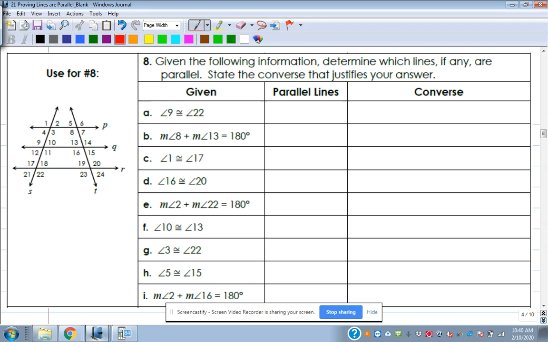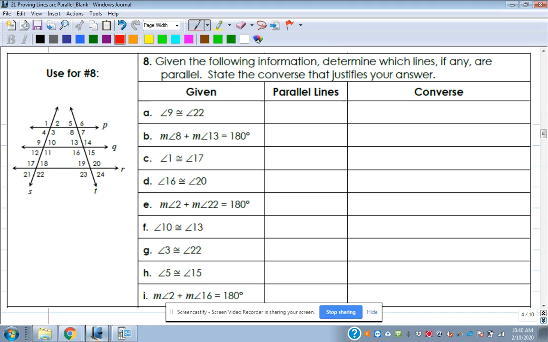Example 8. We got a much more complicated picture. 24 angles to deal with. A lot of transversals, a lot of parallel lines. So we're going to try to get a couple of lines parallel with this. Same idea, but a little more complicated picture.